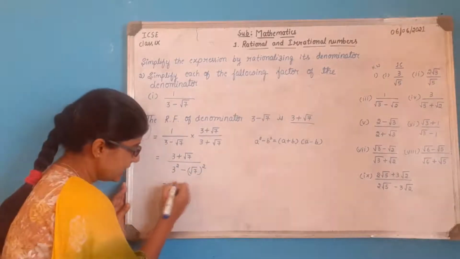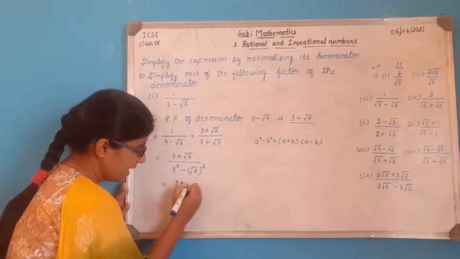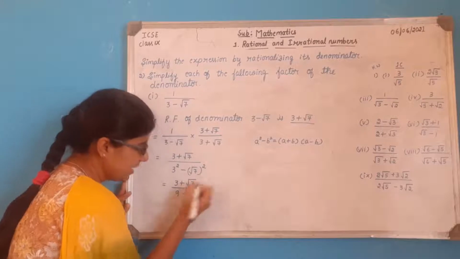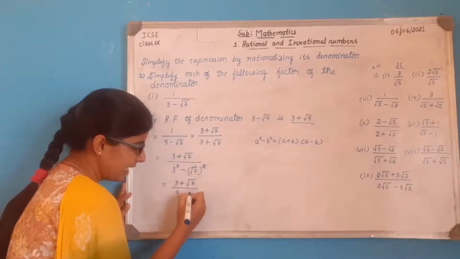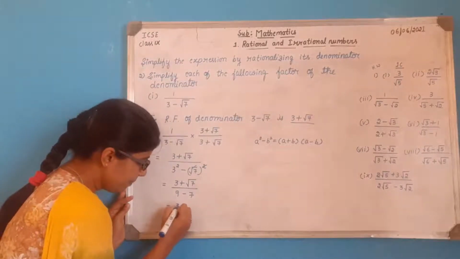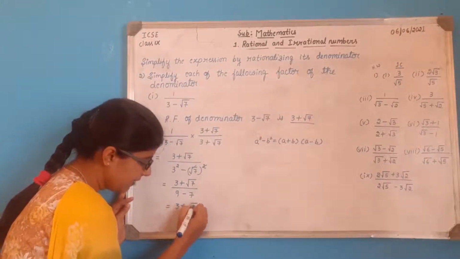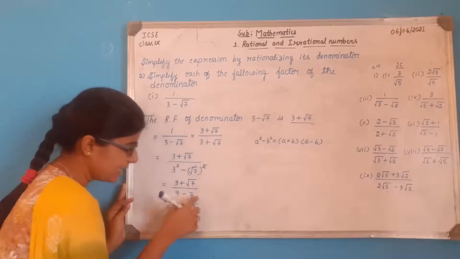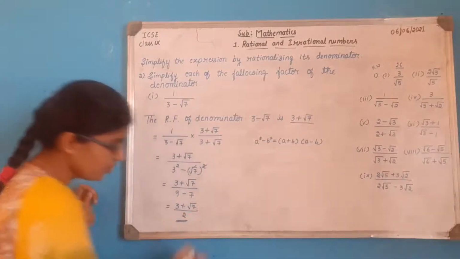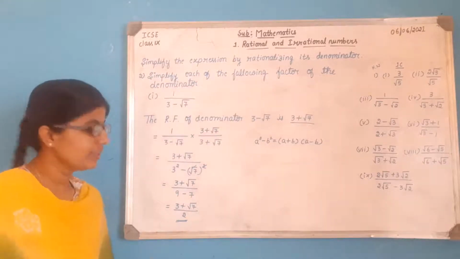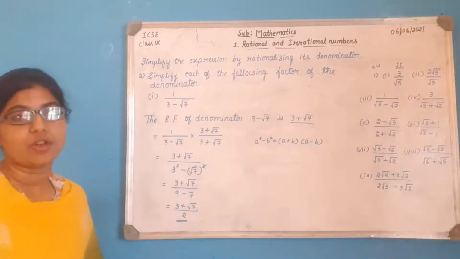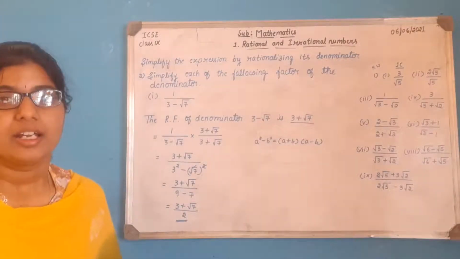Now simplify this. 3 plus root 7 remains as it is. 3 square means 9, minus the square and square root will cancel, it remains 7. Then 3 plus root 7 divided by, subtract this, 9 minus 7, that is 2. So 3 plus root 7 divided by 2 is the simplified value by using the concept of rationalizing the denominator.